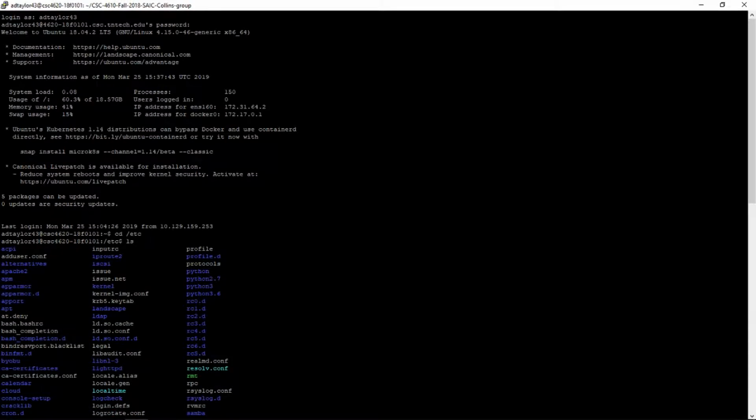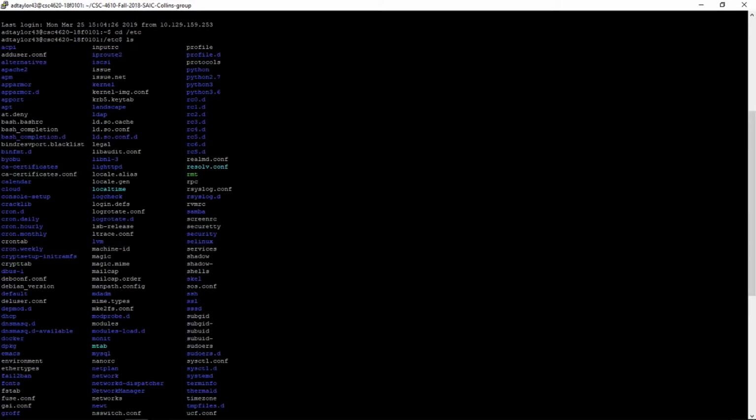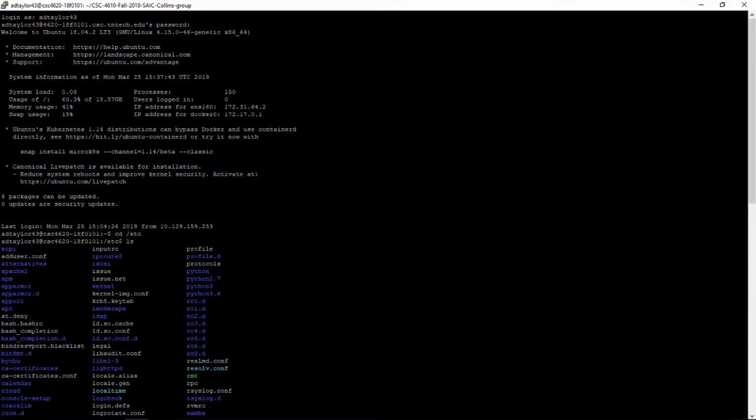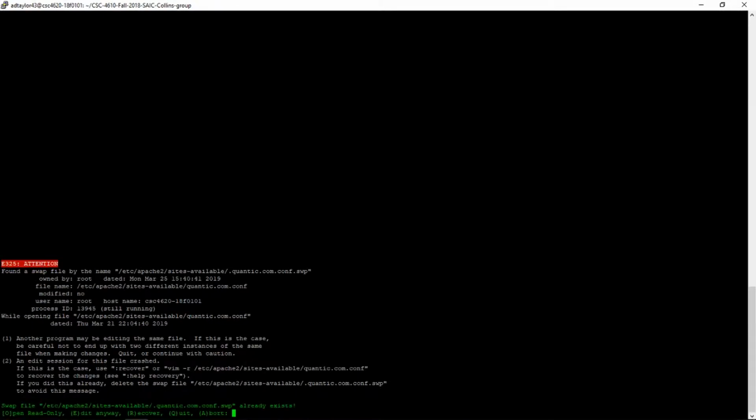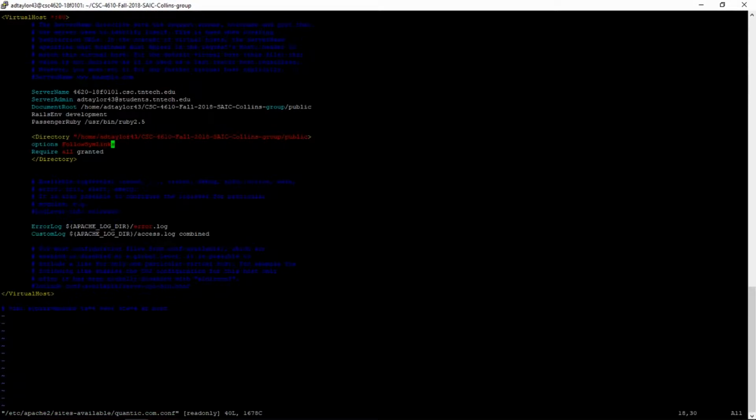Hello, my name is Anthony Taylor. In this iteration, we got our VM server, and the first step to deploy our project on this server was to download Apache 2. That was the web server we chose to use, and after that, I had to apply Ruby on Rails with Apache. And as you can see here, this is the part where I did the Ruby on Rails with Apache.